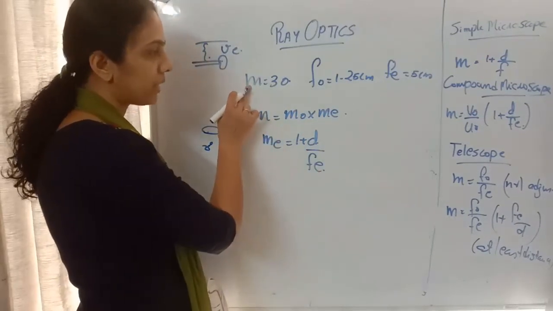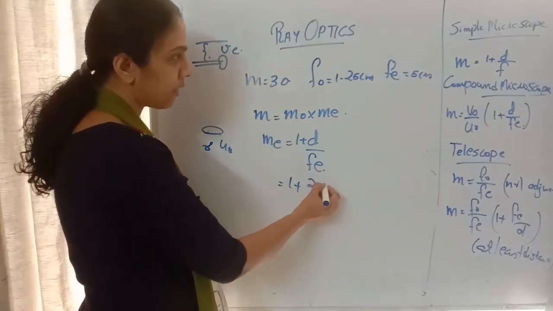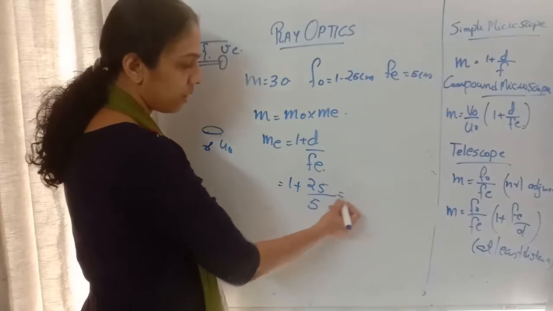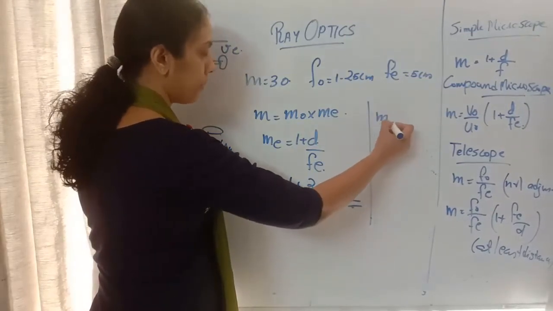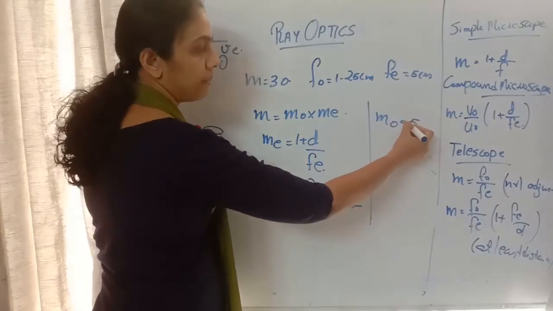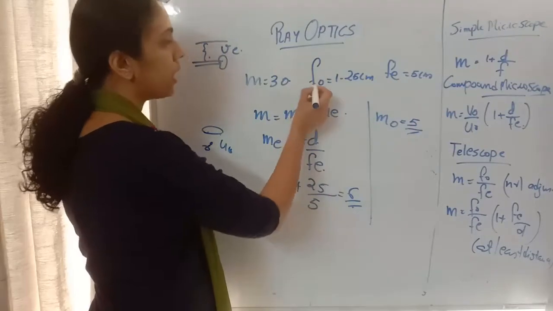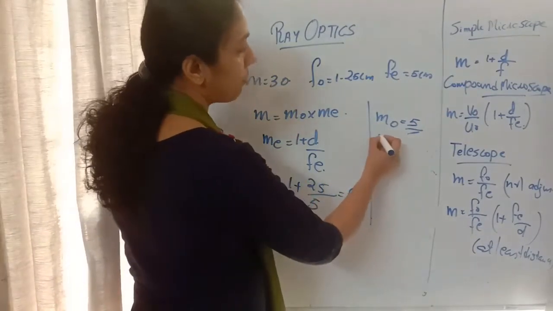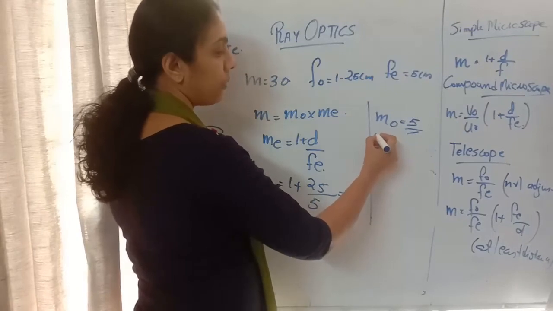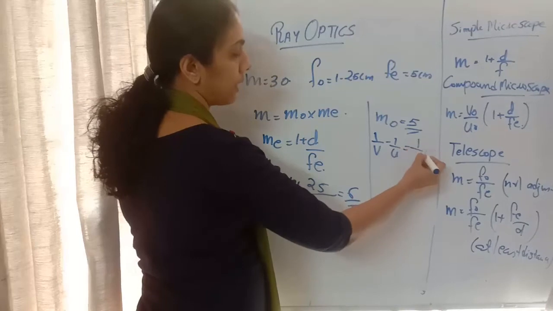Here the total magnification is M. So 1 plus D by FE, D is 25, FE is 5, so here we will get 6. If ME is 6, what will be MO? MO will be 5, 30 divided by 6. So here the FO value we also have. Now we can use the formula 1 by V minus 1 by U equals 1 by F.